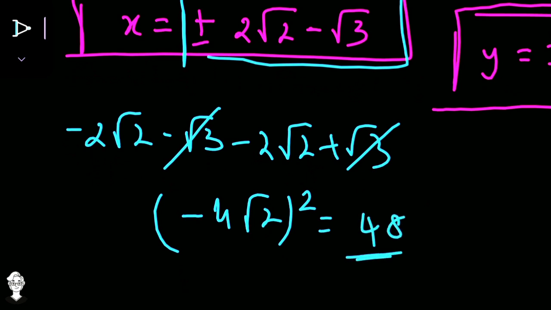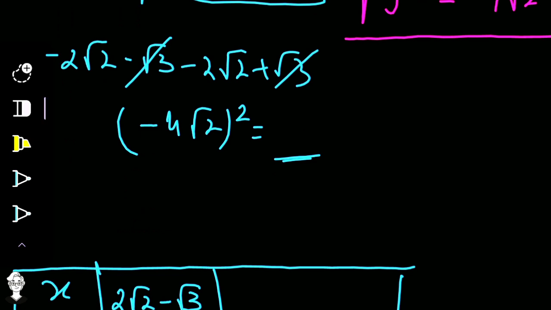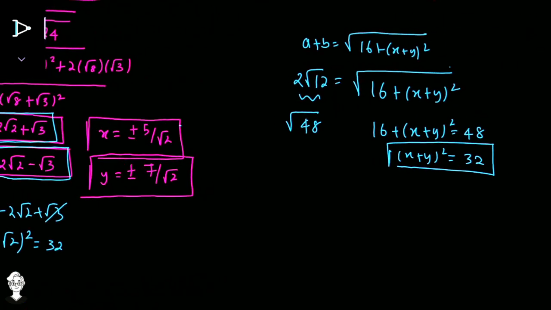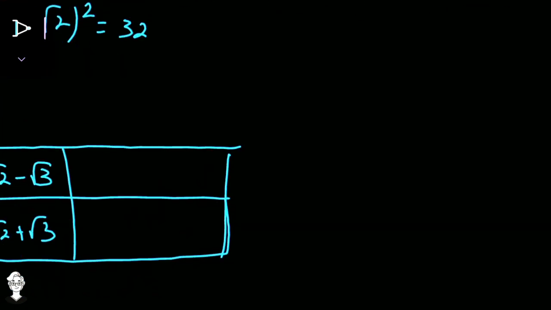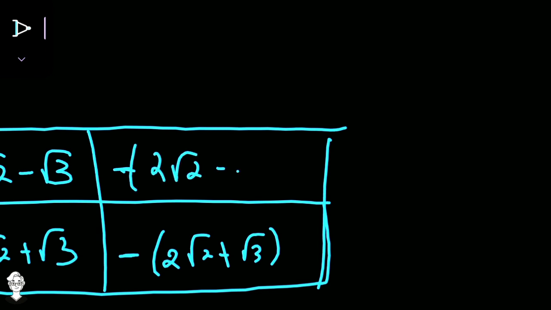48. Yes, very nice. So this is not 48, we are looking for 32. Wherever I have said 48 previously, it's wrong. It's 32. Yes, as we have derived from here, x plus y the whole square should be equal to 32. So the second pair we obtained has both of them as negative values, that is 2 times square root of 2 plus square root of 3 and 2 times square root of 2 minus square root of 3.